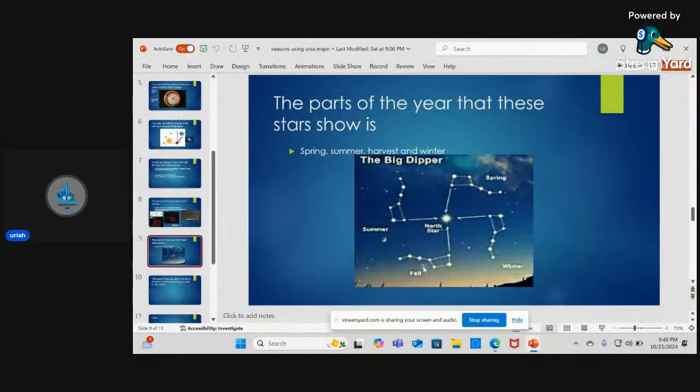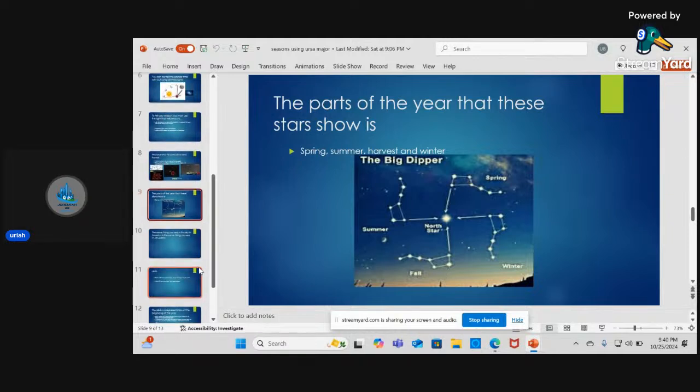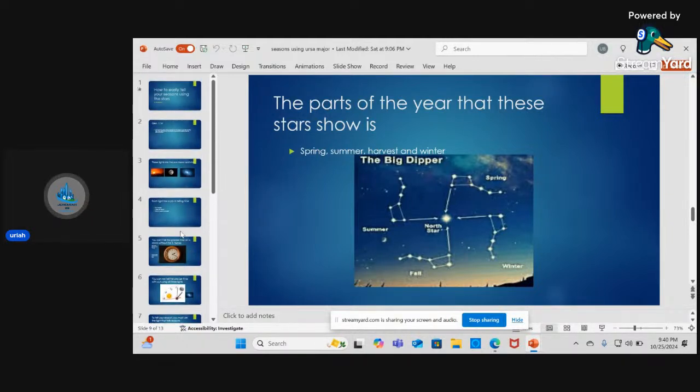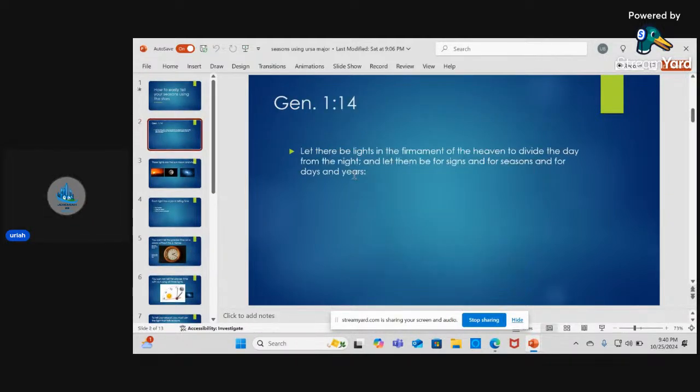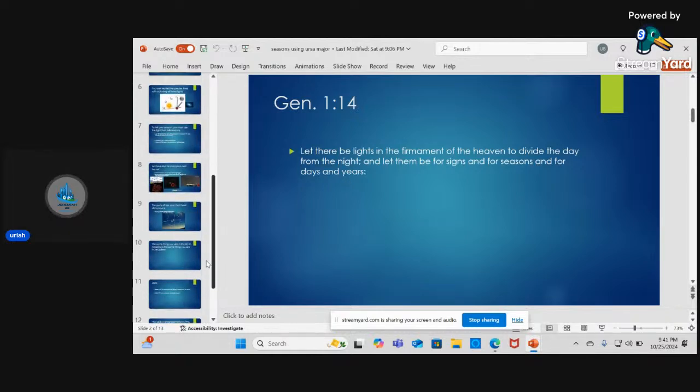letting you know that this is the first day of fall, letting you know that you're in the 7th month, or the first day of harvest, which is the 7th month. As the scriptures let us know clearly, it says in Genesis 1:14 that let there be lights in the firmament of the heaven to divide the day from night, and let them be for signs, seasons, days, and for years. So these lights are very pertinent in understanding that.